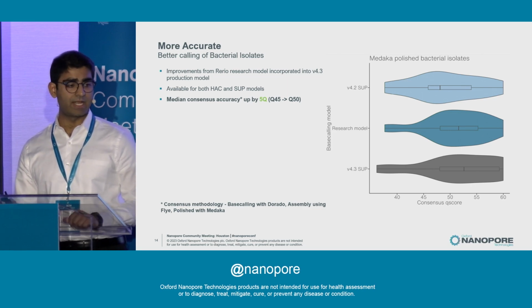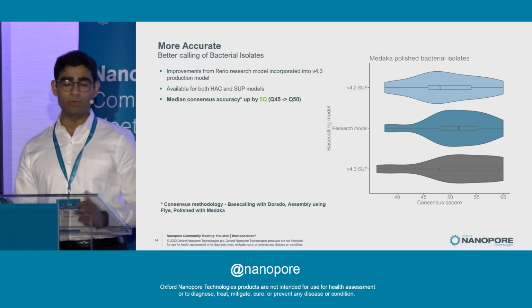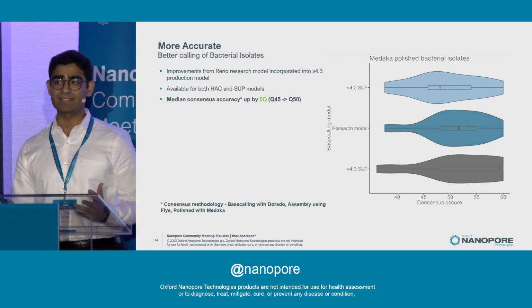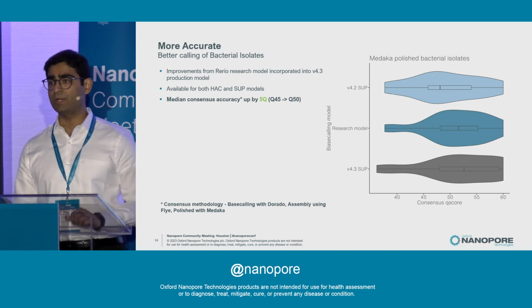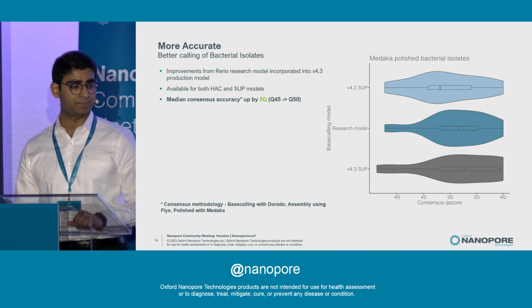Now, for context, bacterial strains are pretty small. They're only a few megabases long. So Q50 plus consensus accuracy means less than 100 errors across the whole genome once fully assembled. So these should be really exciting results for anybody working with bacterial strains.